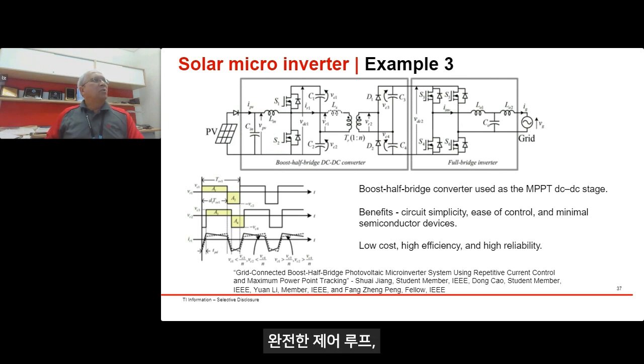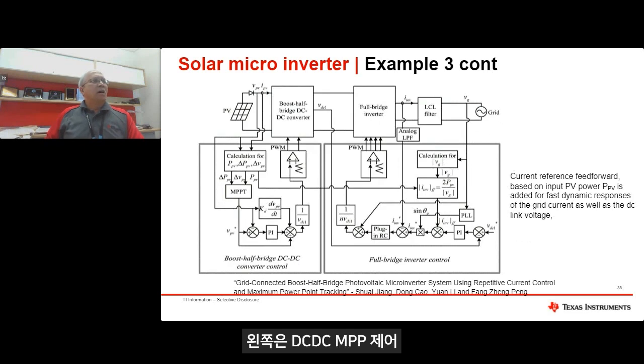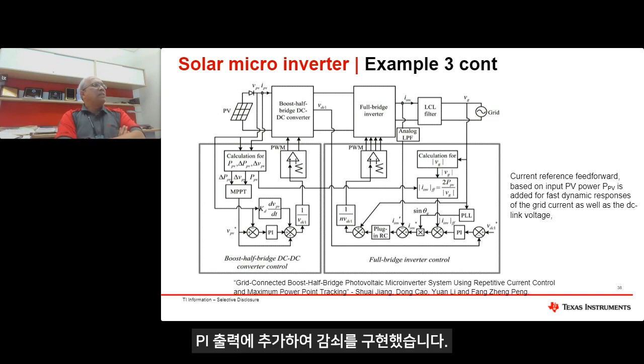And the complete control loop, if you look at it, is here. On the left side is the DC-DC MPPT control, the boost half-bridge converter. It uses the MPPT calculation, you can see, and some damping is also added, KD, and then the differential of the PV power is added to the PI output to implement the damping, and the PI controls the input voltage at the reference PV level calculated by the MPPT side. So there's the MPPT control.